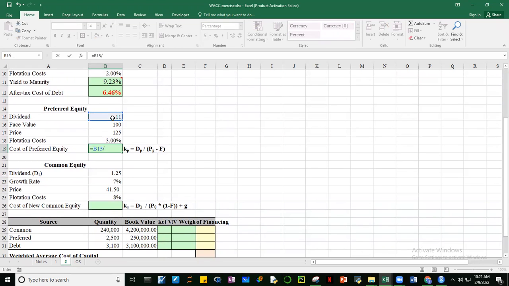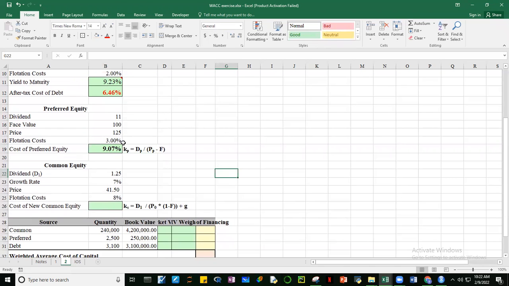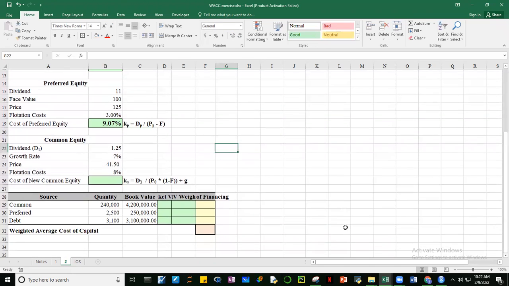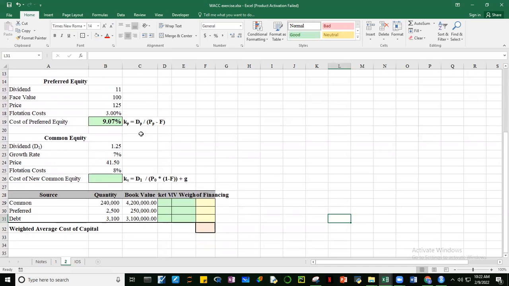And then we divide it by the price of the preferred. Ito yung price. And then, kailangan ibabawas sa ating flotation cost na 3%. Okay, so it's only 97% lang. No? So, ibabawas natin 3% cost. Okay, so cost of preferred 9.07%. Lastly, guys, yung common equity.